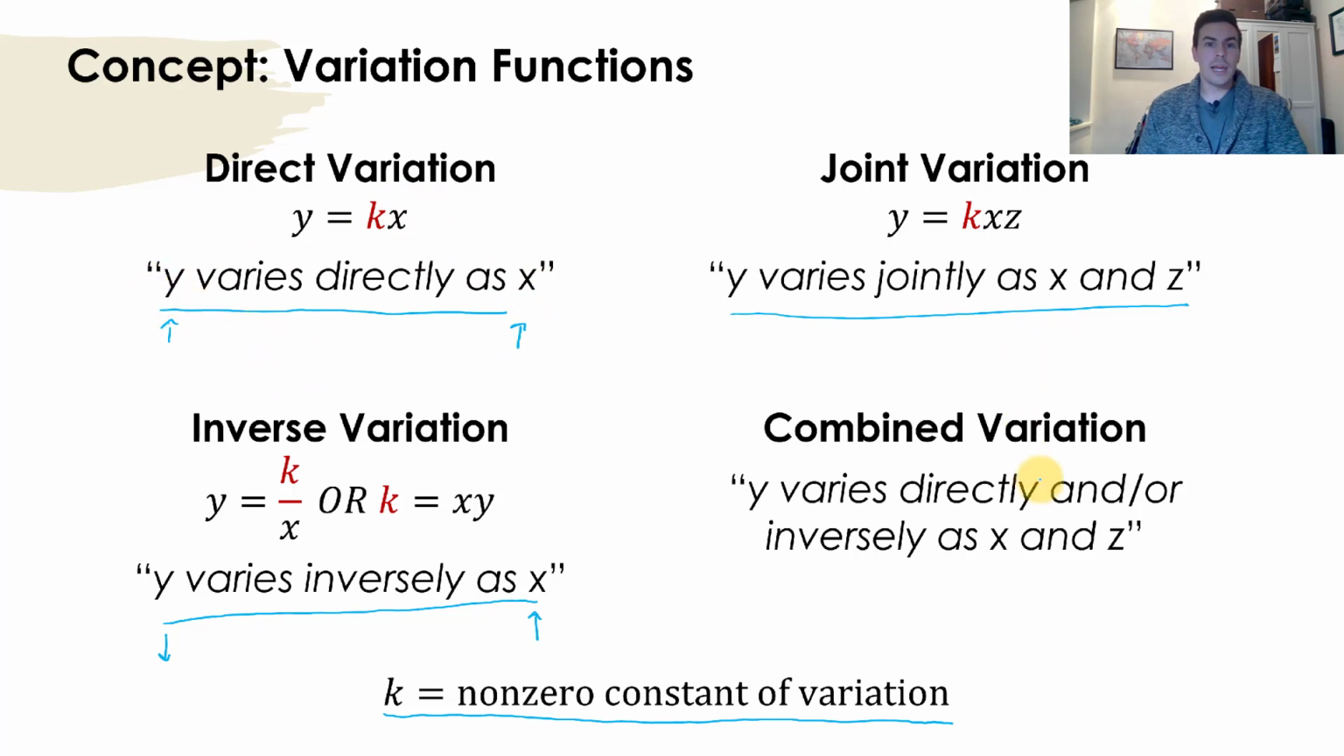And then combined variation. There isn't a specific equation for combined variation, but y is going to vary directly and/or inversely with some other variables. So it could be y varies directly as x and inversely as z. So we have a combined relationship between y and the other variables, x and z.